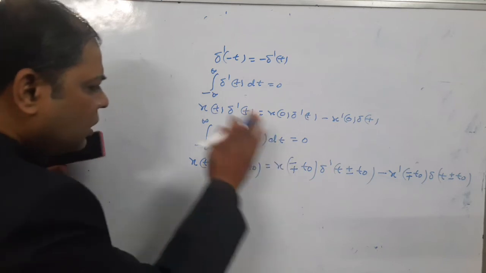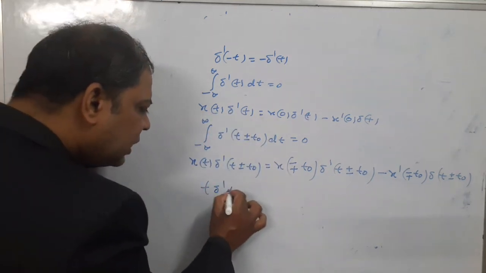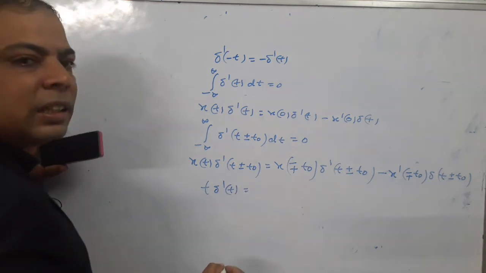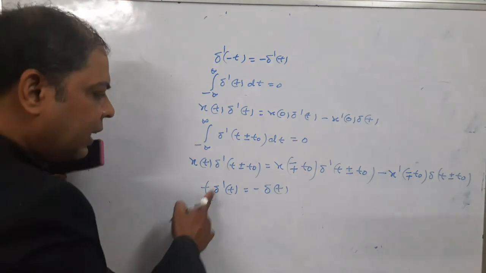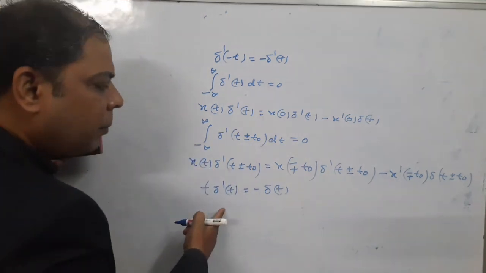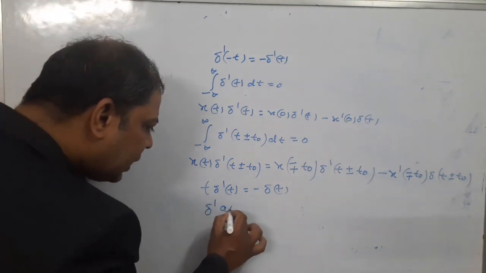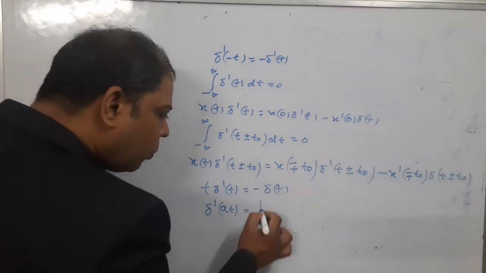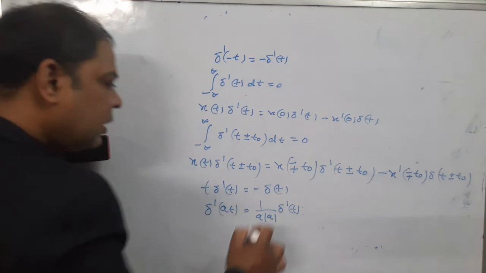Now see, another important property I have discussed, that is your t del dash t. T del dash t, this is your minus del t. Very important. T del dash t is minus del t. Understood or not? और एक प्रॉपर्टी अभी मैंने कवर की. This is your scaling property, del dash at t is equal to 1 by a mod a del dash t.